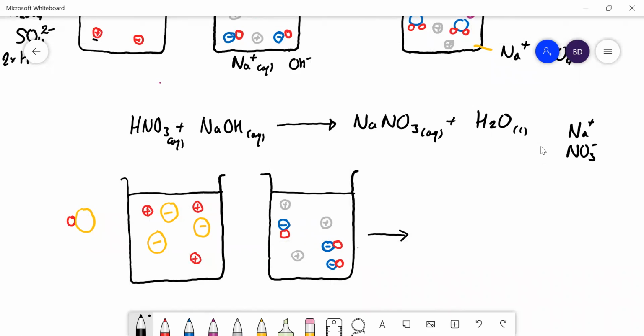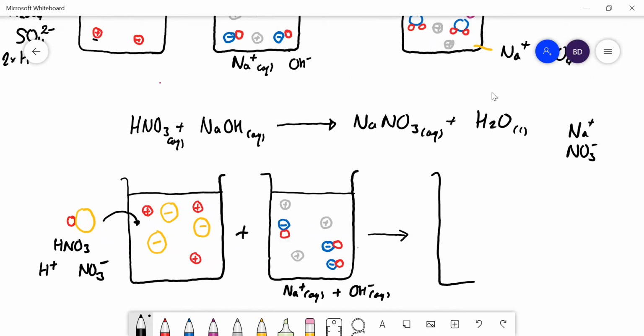Right, this is our nitric acid here, covalent nitric acid. Before you dissolve it in water, when you put it into the water, it's going to split up, dissociate into positive hydrogen ions shown in red and negative nitrate ions shown in yellow there. Again here I've got my beaker of sodium hydroxide, so I've got Na+ ions floating around. They're the silver ones, nothing to do with the negative OH- ions also floating around.